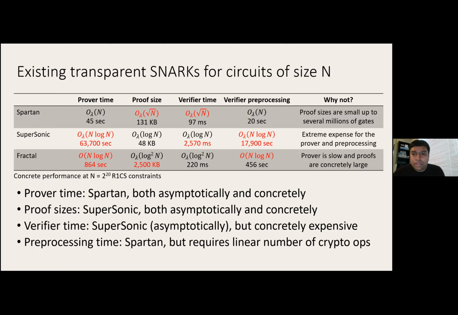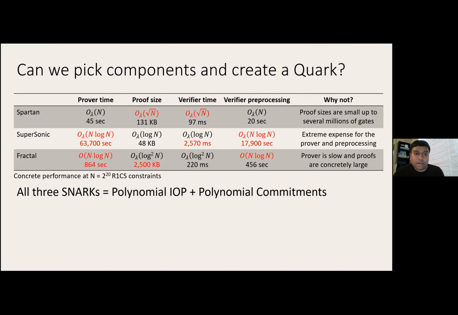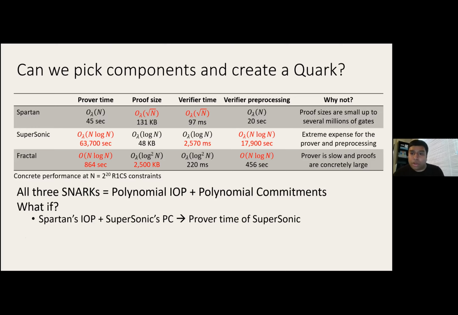So one natural question that we might wonder is if we can pick components from these schemes and combine them. For example, what happens if we pick an IOP from Spartan and combine with Supersonic's polynomial commitment scheme? The resulting SNARK would have the prover time of Supersonic, so it wouldn't exactly meet the requirement of a quark.